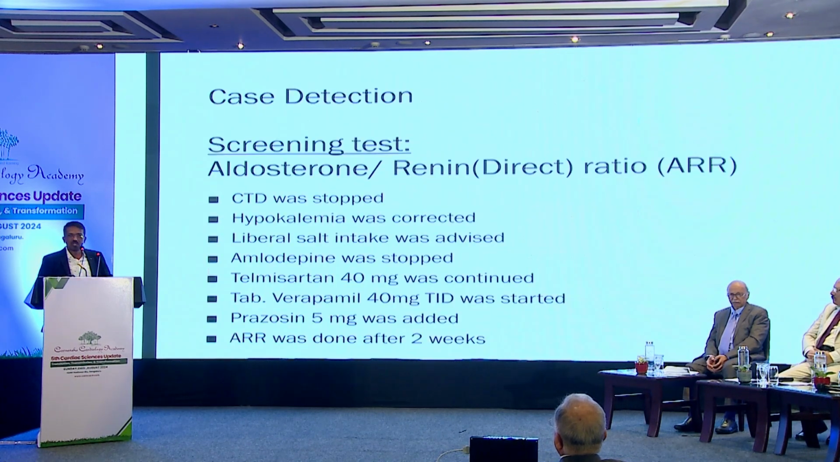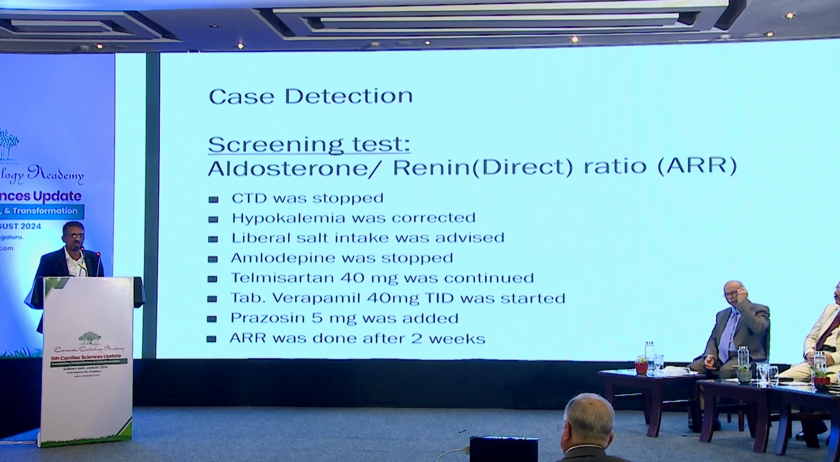Now, whenever you suspect primary hyperaldosteronism, the first thing you need to look at is case detection. What do we look at in case detection? You identify the proper patient, with true resistant hypertension, and your index of suspicion should be very high for primary hyperaldosteronism. That's case detection. Then you take the help of the screening test, the aldosterone-renin ratio, and that's where the evaluation for primary hyperaldosteronism begins.